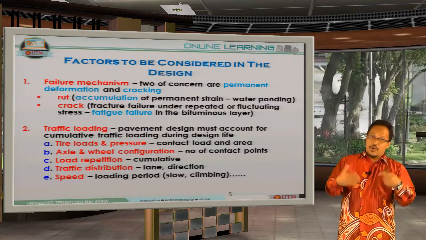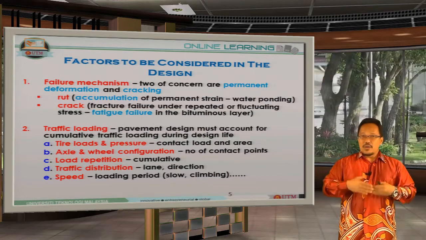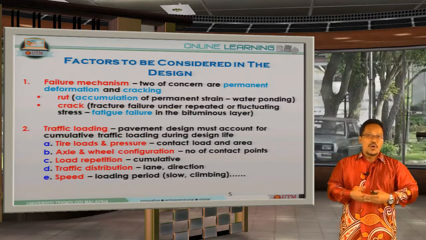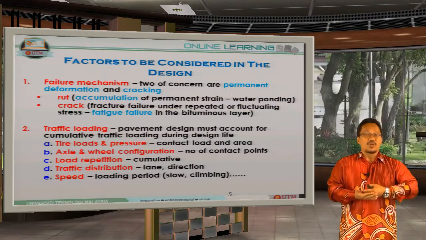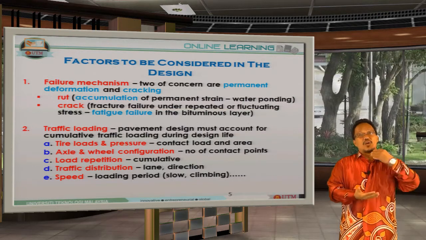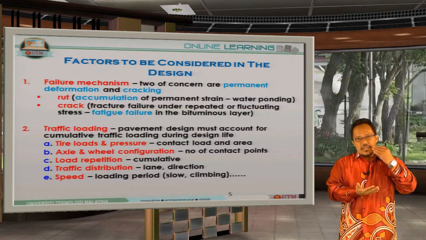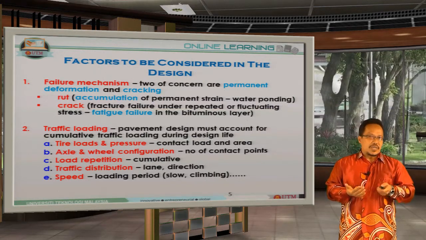Speed, of course. We can see if the road is climbing with a positive gradient, okay, the speed of the vehicle is slow. When the speed of the vehicle is slow, then the contact time is going to be longer, the loading period longer, then the road is exposed to more load compared to the high speed lane.